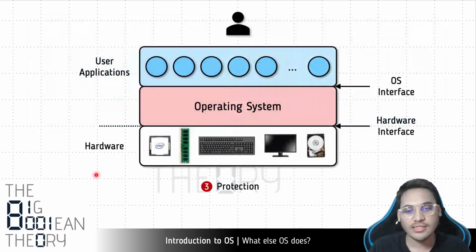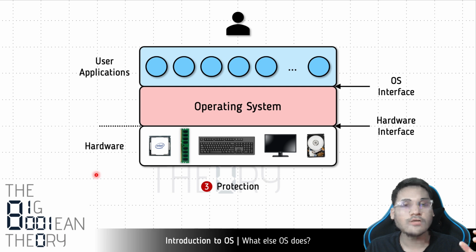The next point is that the operating system provides a protection mechanism for all of the hardware resources that are there in the system. So basically, there are several resources in the system: a CPU, memory, IO devices, storage devices, and all of these are shared by the different user applications.